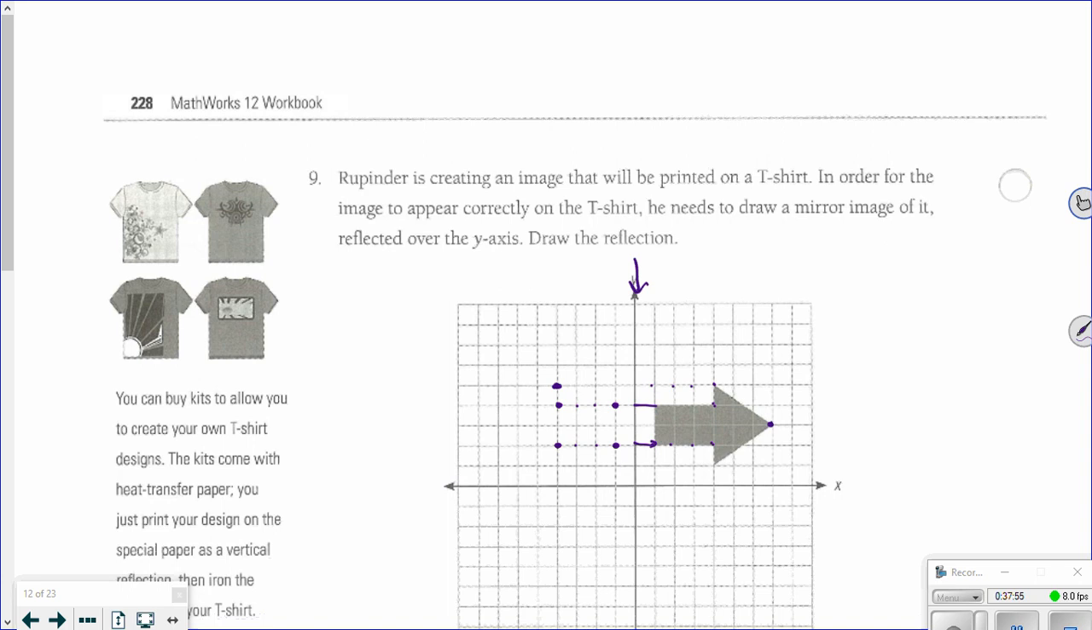This peak of the triangle is 1, 2, 3, 4, 5, 6, 7 to the right, so 7 to the left. And then this last vertex is 4 over, so 1, 2, 3, 4 in the opposite direction. Connect all my lines. There's my shape reflected over the y-axis.